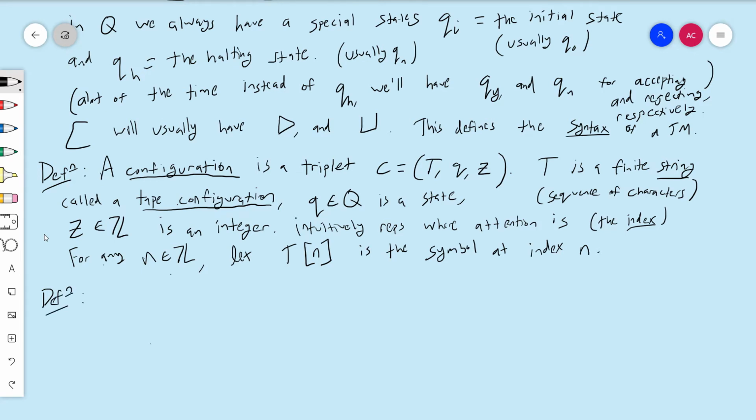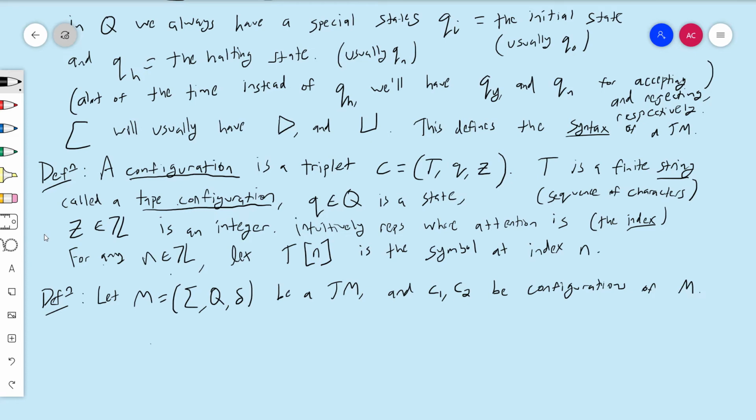So let M equal (Σ, Q, δ) be a Turing machine, and let C1 and C2 be configurations of M. So you've got these two arbitrary configurations, and what I want to define is what it means for this configuration to yield this configuration in one step.